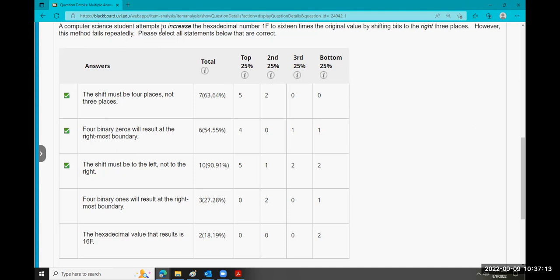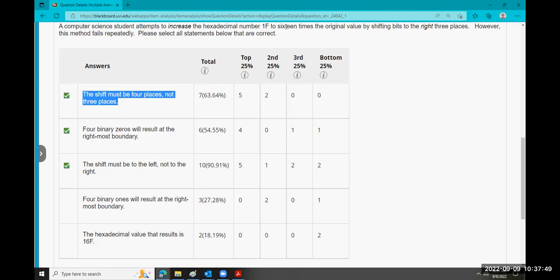A computer science student attempts to increase the hexadecimal number 1F to 16 times the original value by shifting bits to the right 3 places. Well, okay, the first problem is you're trying to increase, but if you're going to the right, that's actually cutting it in half, cutting it in a quarter. So if you shift to the right, you're decreasing, okay? That would be one problem, okay? However, this method fails repeatedly. Please select all statements below that are correct. Okay.